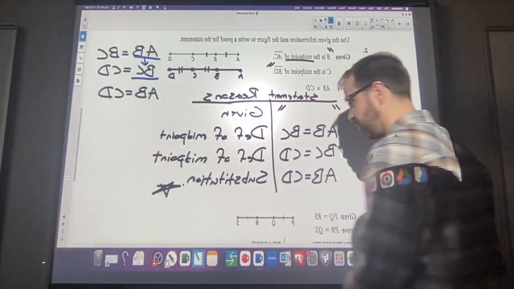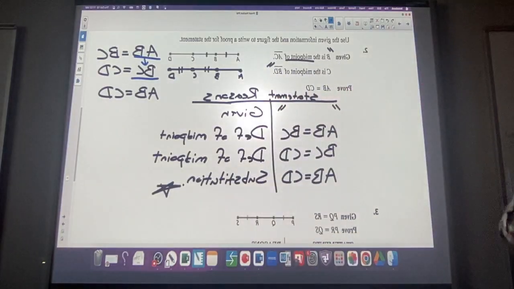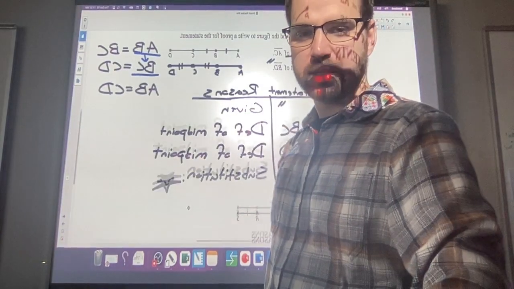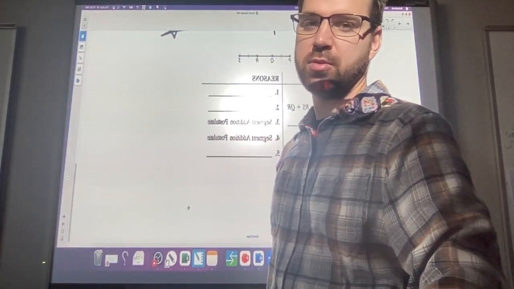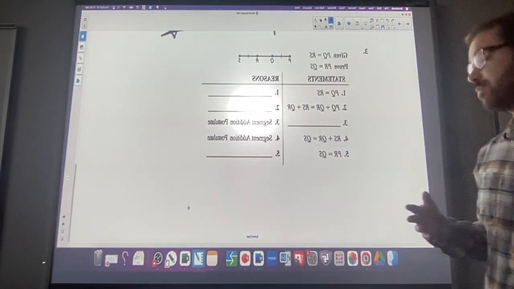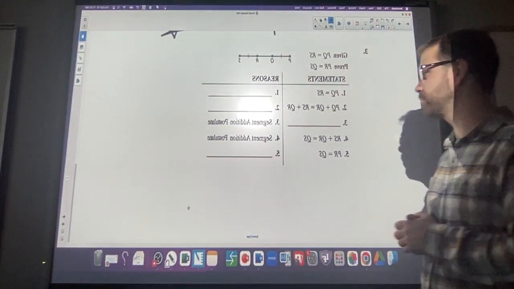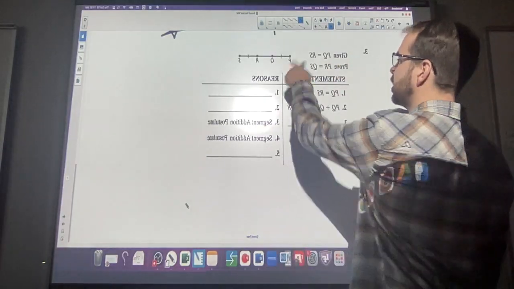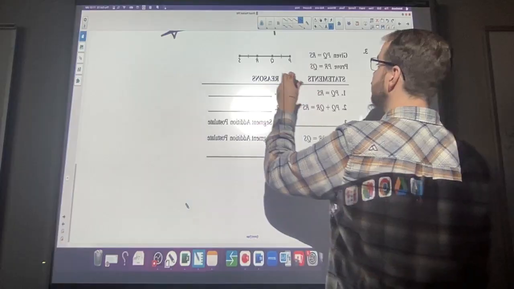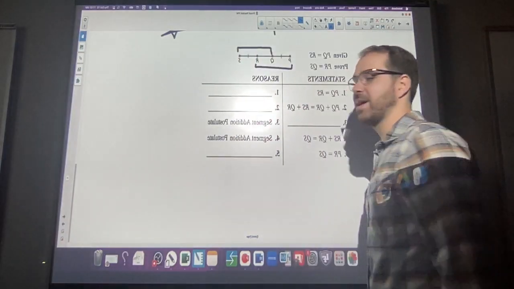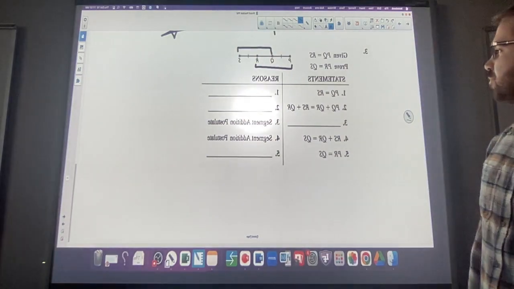Fantastic. Okay, let's look at the next one where it gets a little bit more tricky and see what they did, because they did this one for you. They usually have you fill in the blanks, which isn't always easy because they might think about it a different way than you do. Okay, so we know that PQ is congruent to RS, which is labeled here, and they want you to prove that PR equals QS. That's what they want you to show.